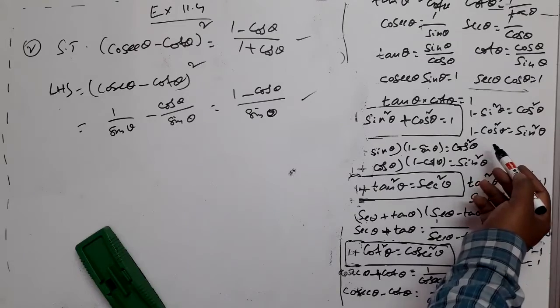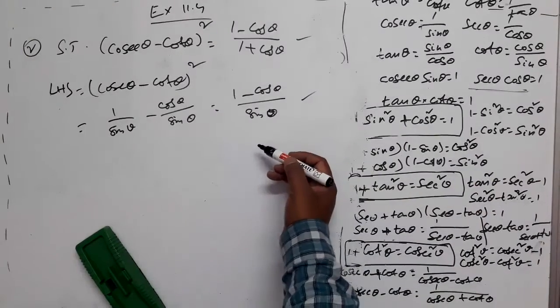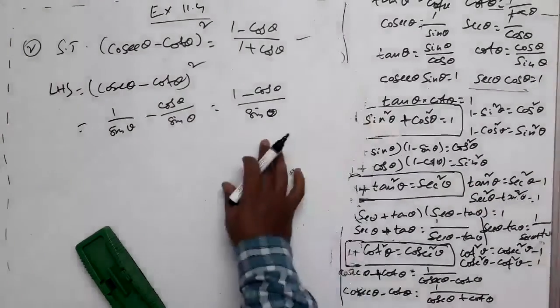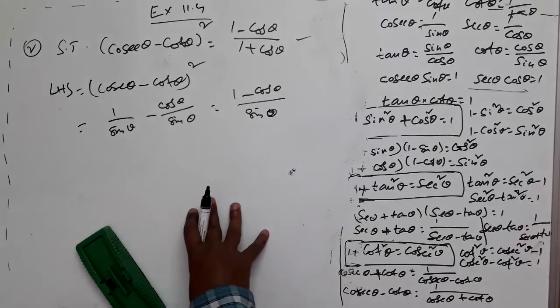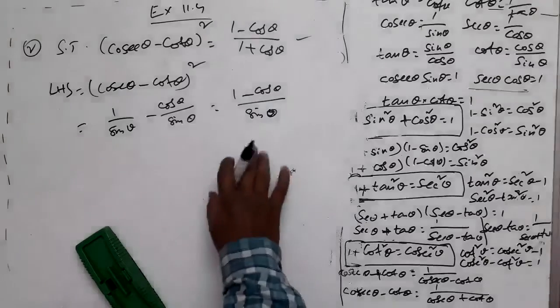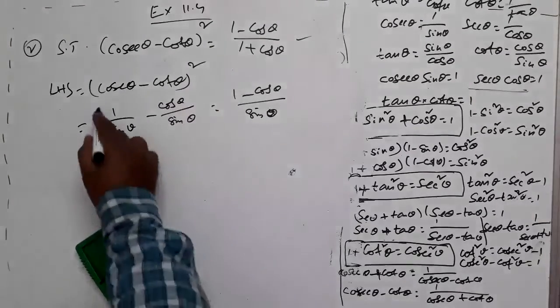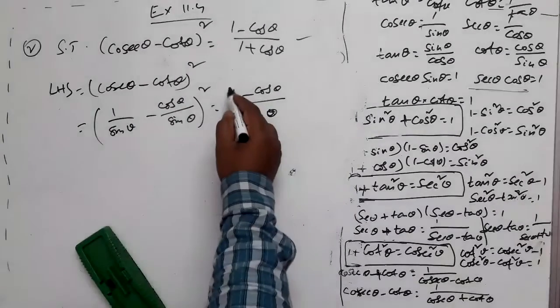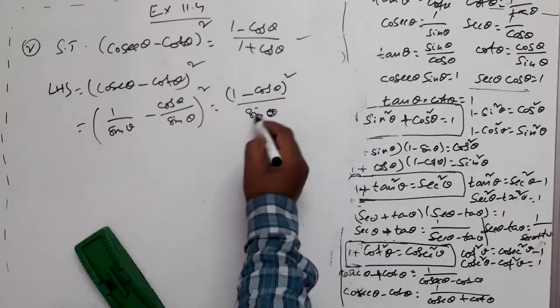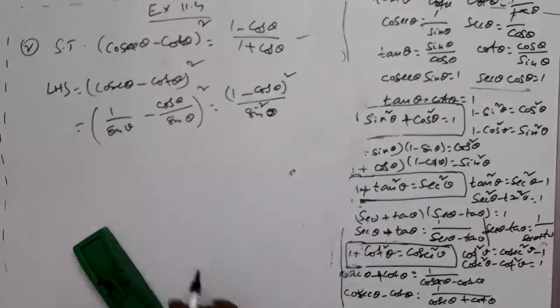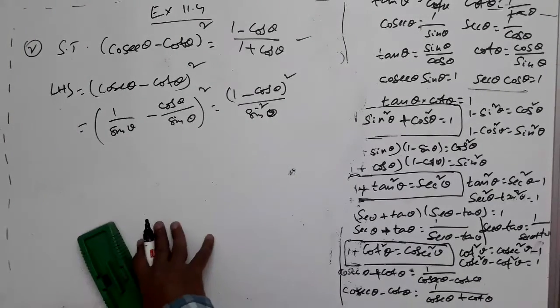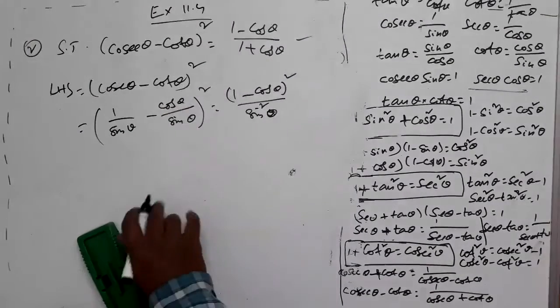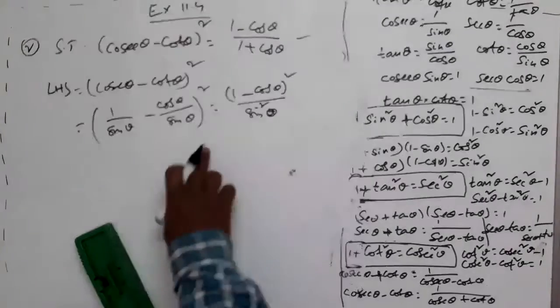If you have sin square theta, you can write that as... So what am I doing? This is wrong, right? Square is there already. So this is square of this. This is sin square theta. On the LHS, this is simply square, right? That is what I am forgetting. This is square. So square of this is this one.